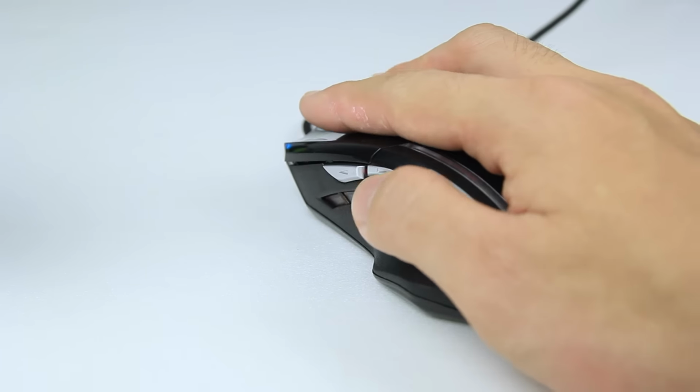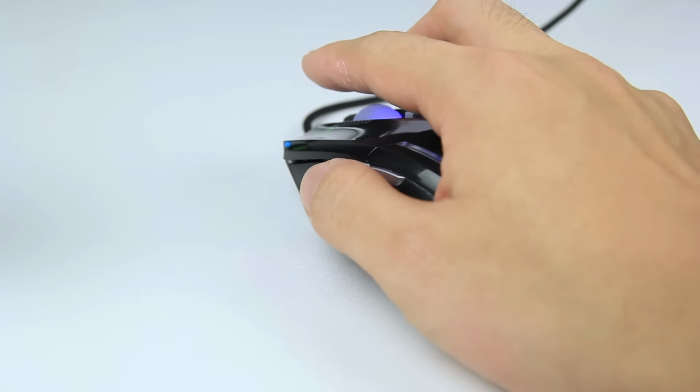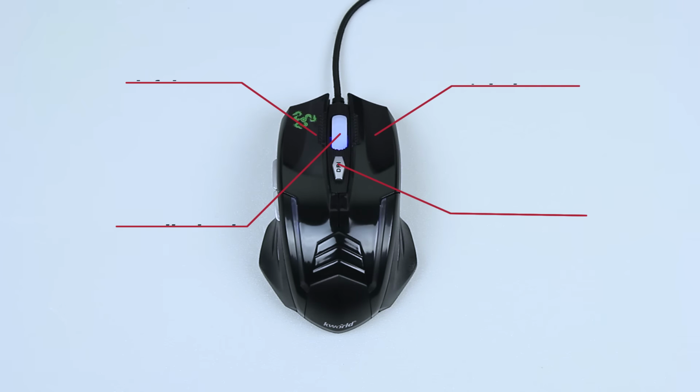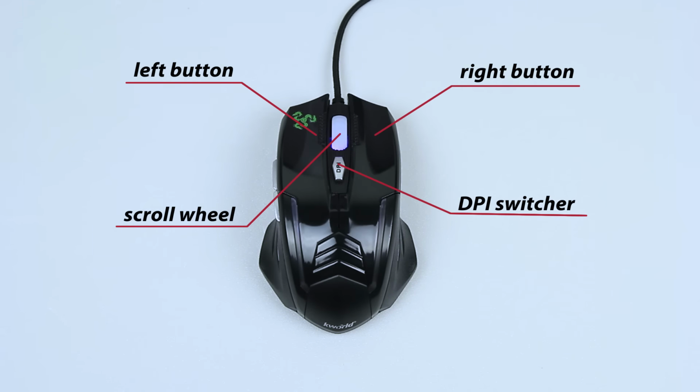But it's too springy for my taste. I often click it accidentally when I want to move my mouse sideways. At the top, it has left and right click buttons, rubber scroll wheel, and DPI switcher. For the DPI, you can set to 4 different sensitivity, ranging from 1002, 1006, 2004, and 3200.